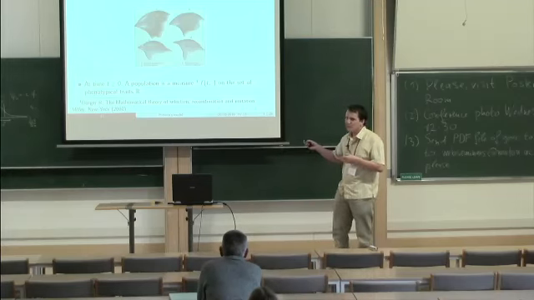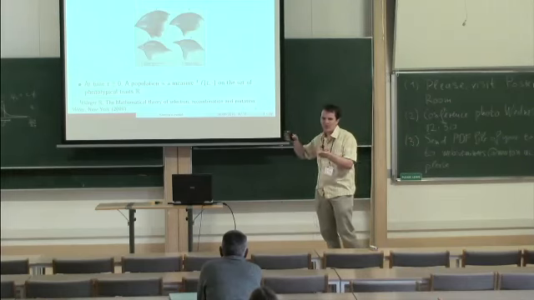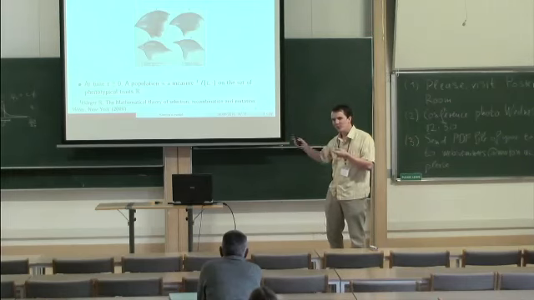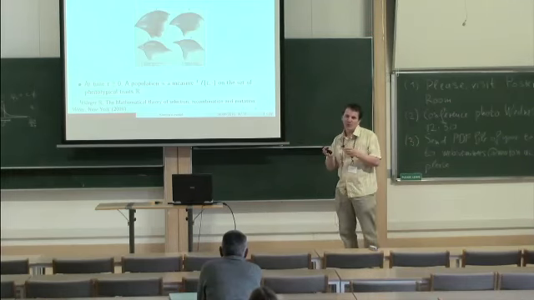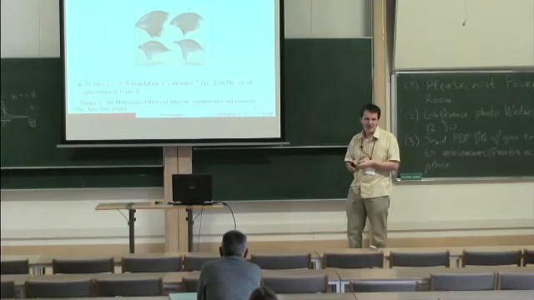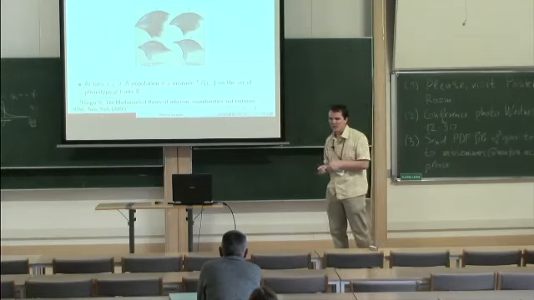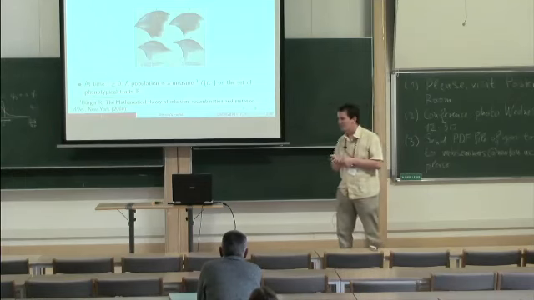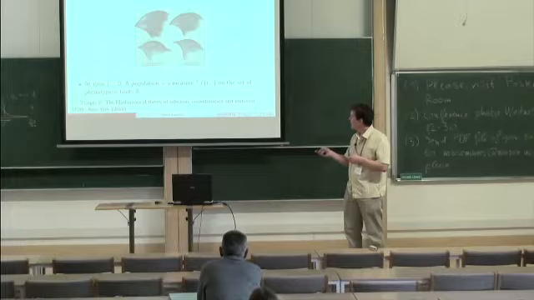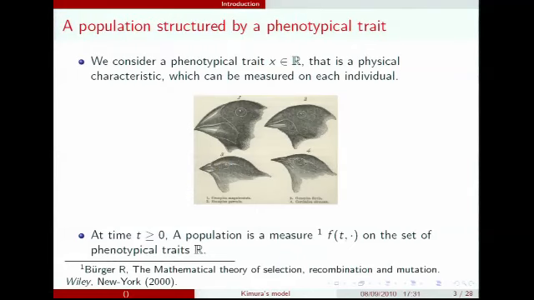Okay, so it took a while for one finch to evolve to 13 finches, but for bacteria it's much faster. So that's why it's really interesting to look at evolution. For us, a population will be a measure on a trait, a phenotypical trait, which will be one-dimensional, all right? And we will try to understand the time evolution of this population.